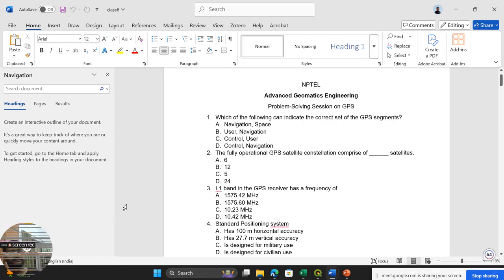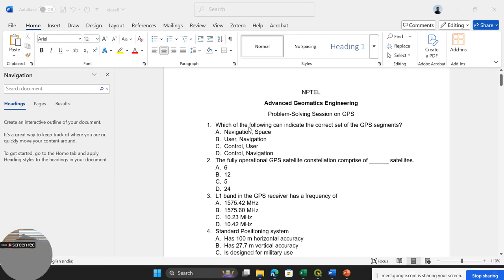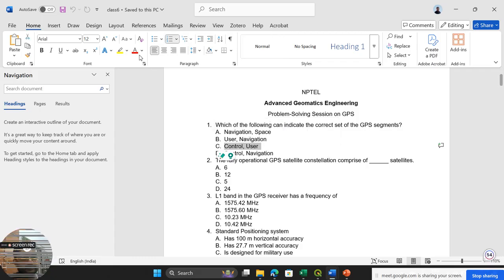Okay, so let's get started with the questions on GPS. The first question is: which of the following indicates the correct set of GPS segments? Space, control and user, and there is nothing like a navigational segment. Because of that, options A, B, and D are wrong, and C is correct. So C is the right answer.